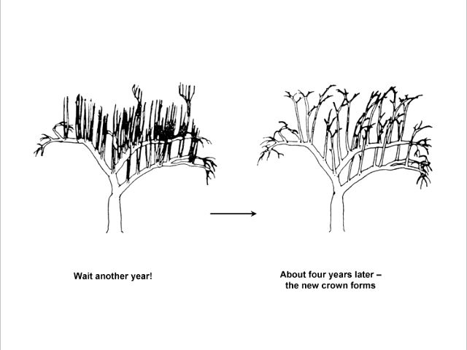The 4 steps to reconstructive pruning, rehabilitative pruning, are 1, wait, 2, thin, 3, wait, and 4, thin. And the hardest one is wait.